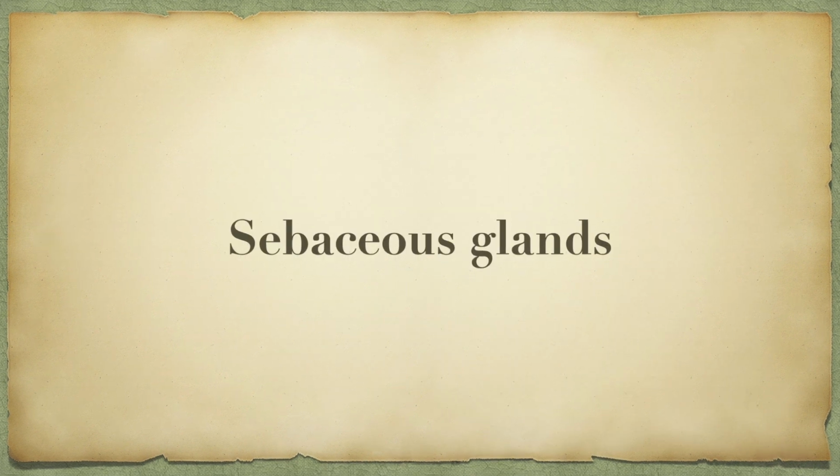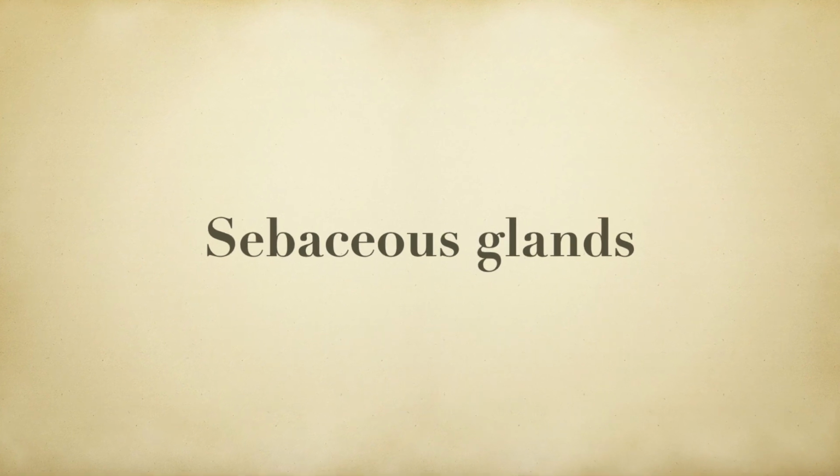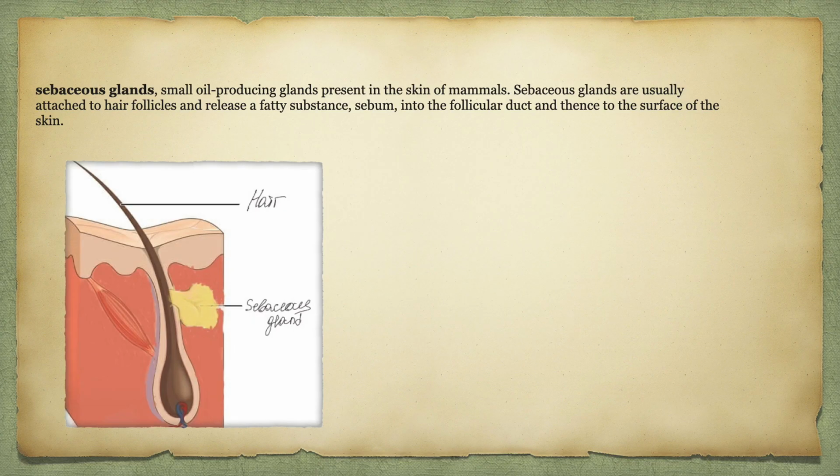Sebaceous glands are small oil-producing glands present in the skin of mammals. Sebaceous glands are usually attached to a hair follicle and release a fatty substance, sebum, into the follicular duct and thence to the surface of the skin.